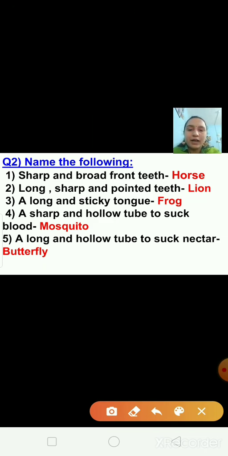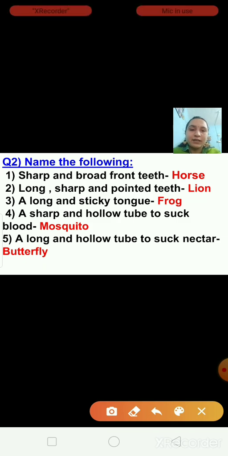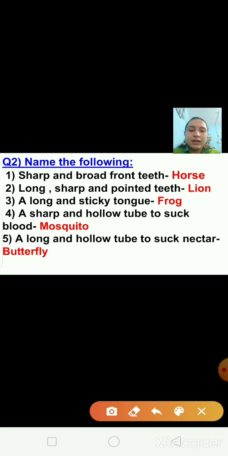Question number 5. A long and hollow tube to suck nectar. Yes, here the answer is butterfly. A long and hollow tube to suck nectar. The right answer is butterfly.